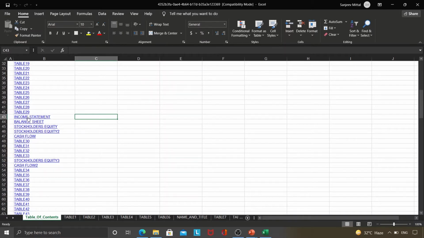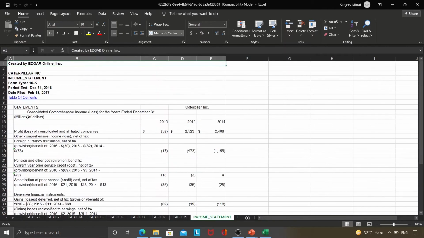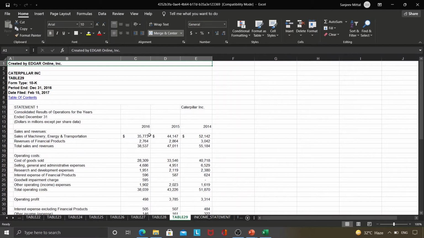Now, for our analysis, we would need the income statement. So I click on the income statement. If you see the income statement, I am just talking about the details for the year 2016. So these all are not the details of income statement because I think that they have a problem in linking their Excel sheet. So this is not the income statement. The income statement is inside this table 29, as you can see.